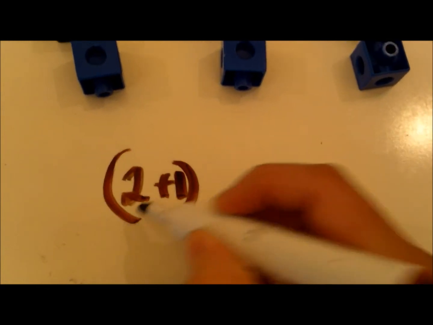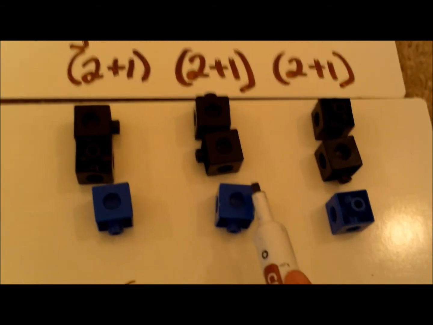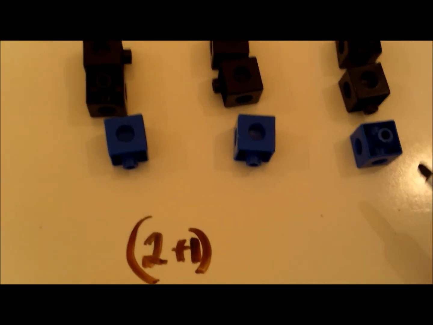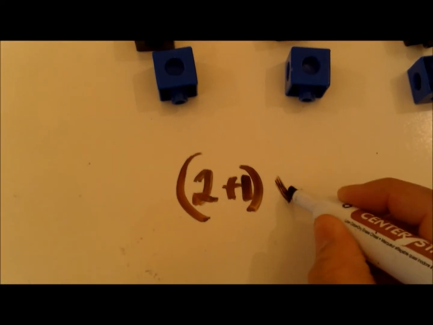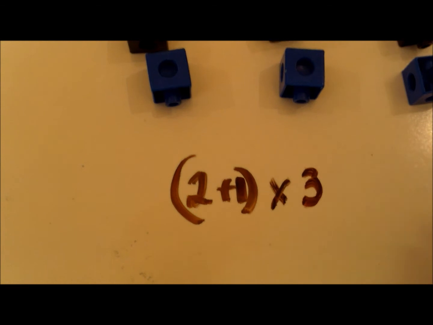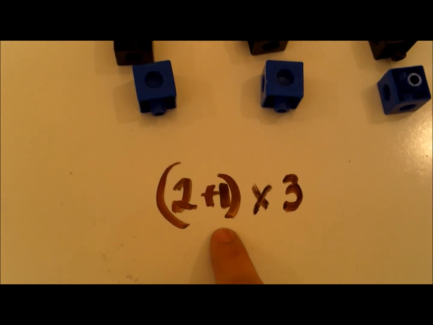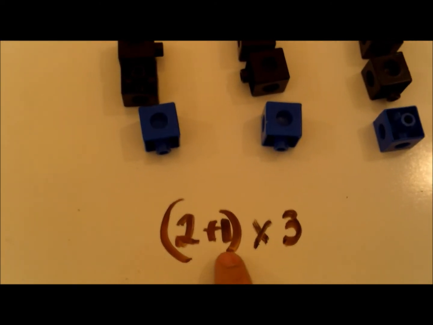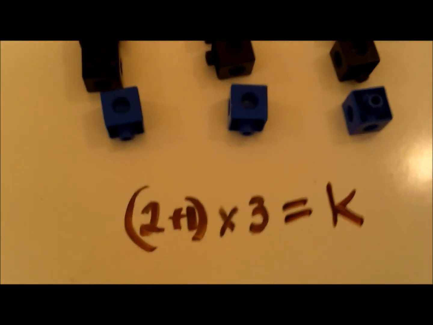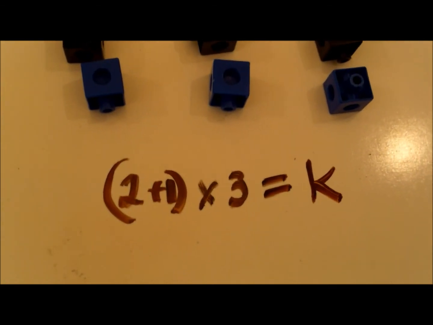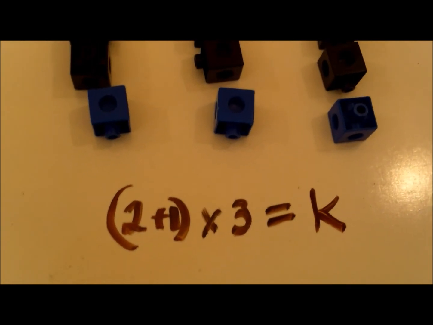Oops, here's a 1. Now, how many of these groups do we have? Notice 1, 2, 3, because that matches with the number of 3 families. So 2 plus 1 times 3. That means I have 3 of these 2 plus 1, because we have 2 boys plus 1 girl, would give us the amount of K of kids in the town. We don't have to figure out how many students there are or how many kids there are. We just need to be able to write out our number sentence.